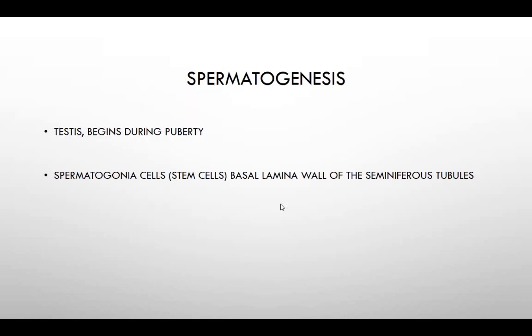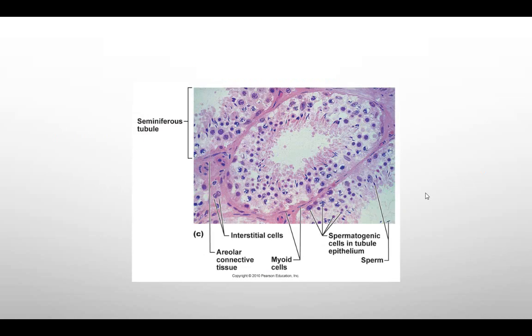So when we look at this stem cell, this spermatogonia cell, where this all starts is on the very wall of that seminiferous tubule, on the very outside wall. I'm going to show you a picture of that right here. Here you can see this big round circle. This outside line is the border of the seminiferous tubule. This white hole right here is the inner space of that tube.